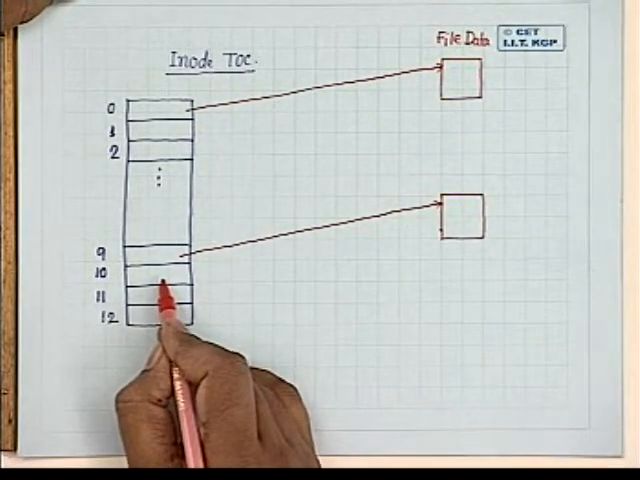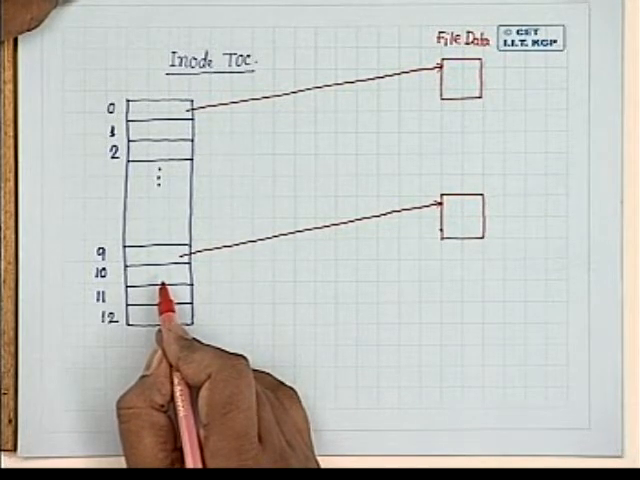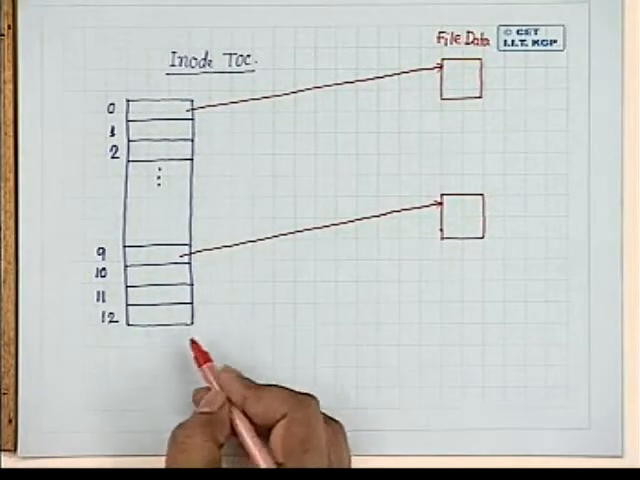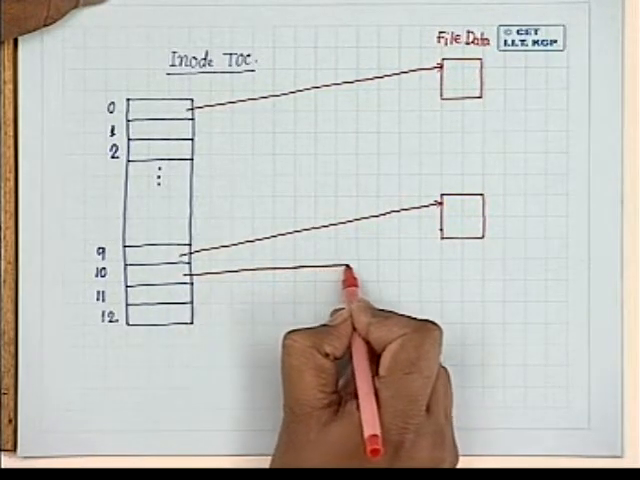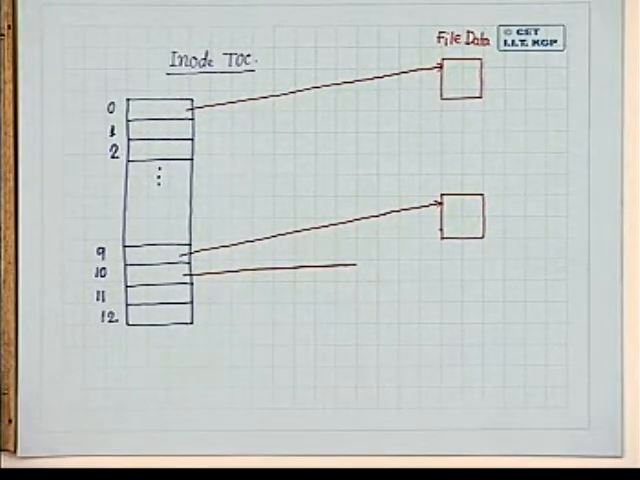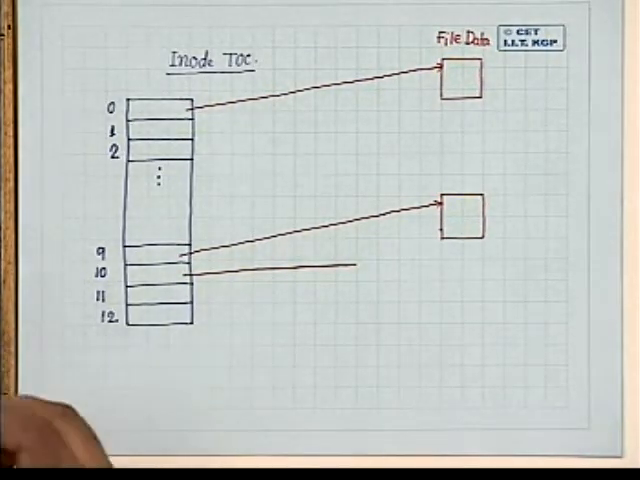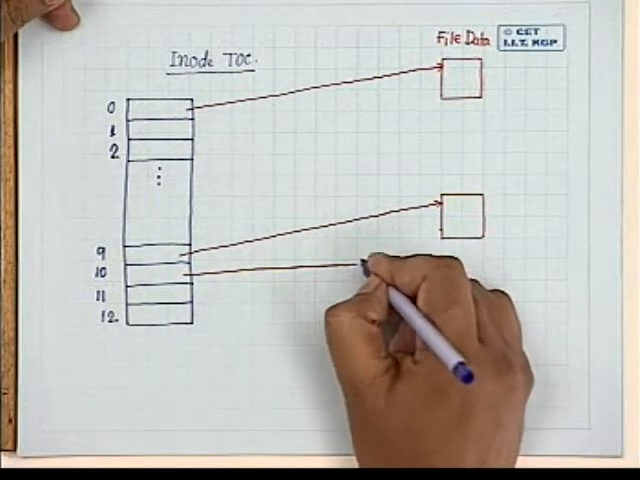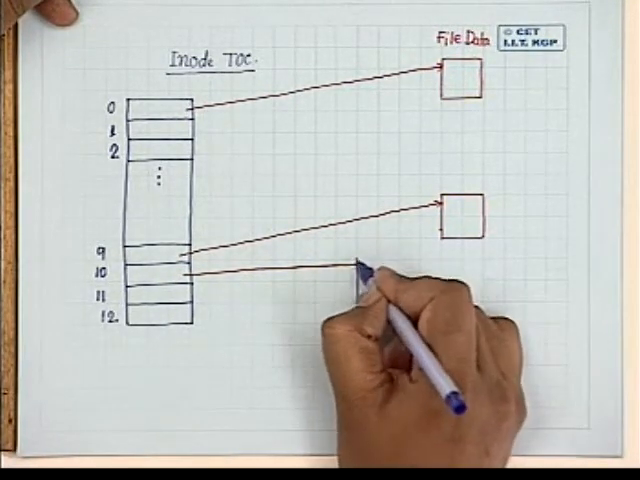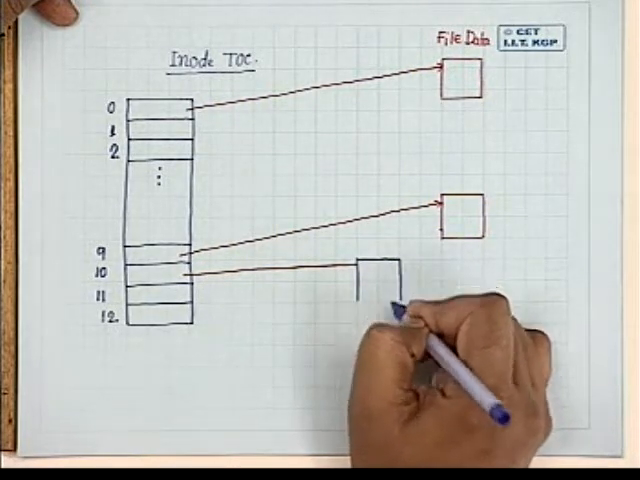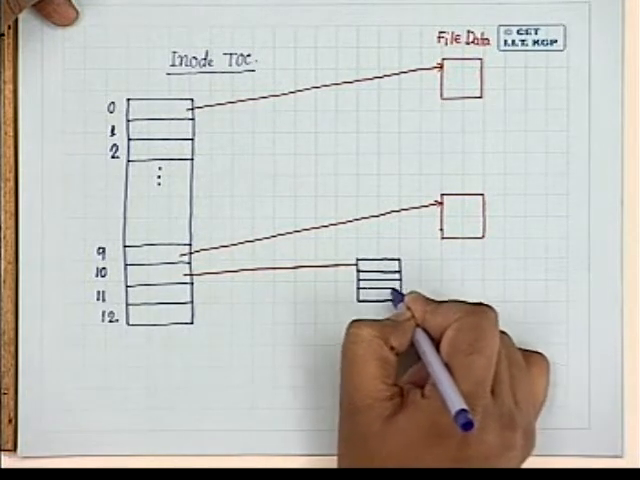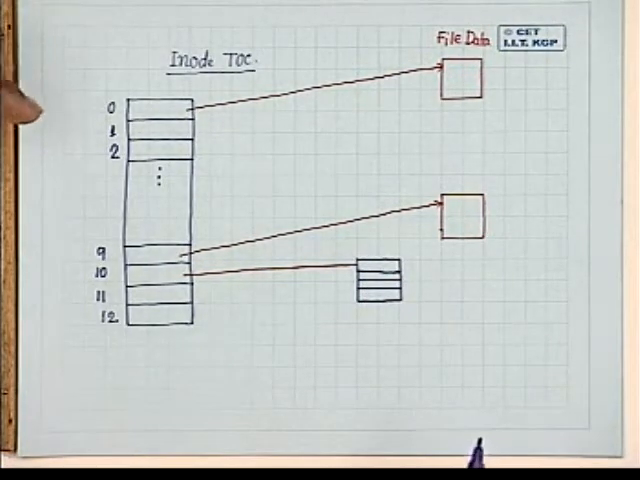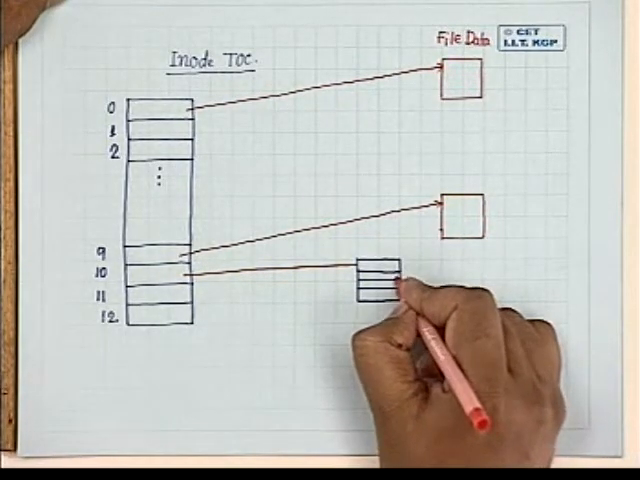Okay. This entry number 10, that is a single indirect pointer. Single indirect pointer means it contains the address of a block which does not contain the file data, but rather it contains a set of pointers. Okay. Each of these pointers point to a block which contains the file data.